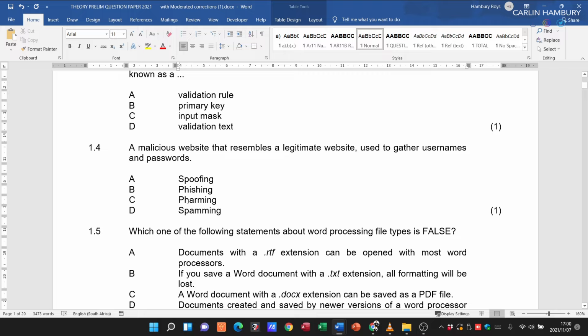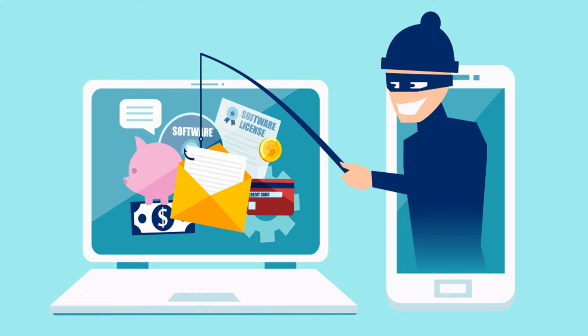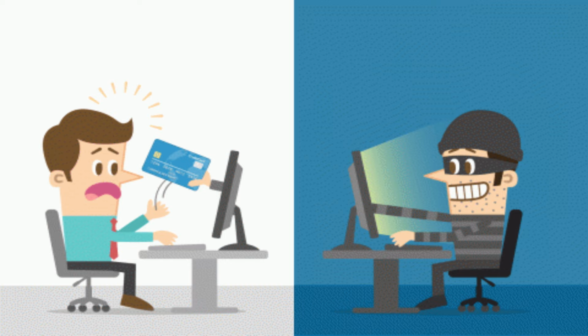Farming is where you have a website that is now being created that really resembles a legitimate website. And through phishing and farming, they'll bait you by sending an email to you and telling you, you've won this, or you need to verify your details. You click on the link. That link takes you to a website, a malicious website that resembles a legitimate website.